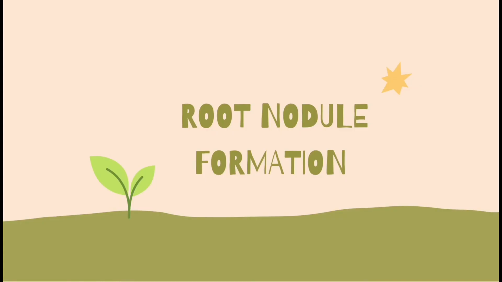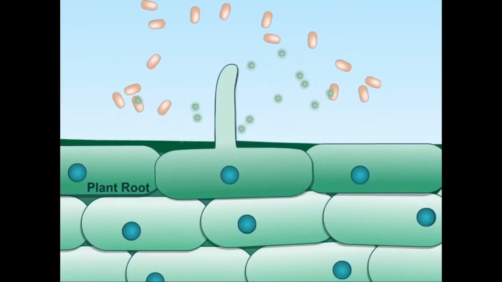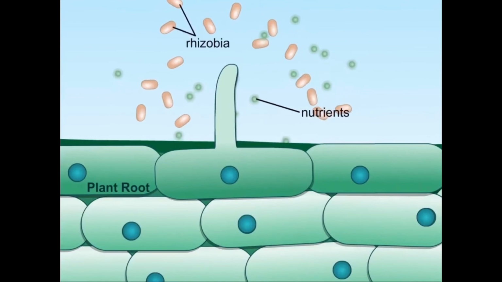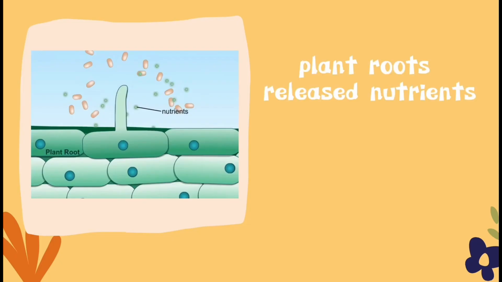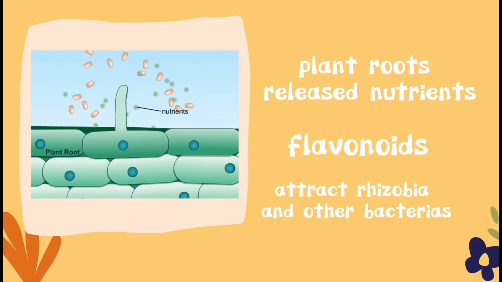Without further ado, I would like to explain root nodule formation, and we'll take a look at dissected parts of a video that I will explain. As you can see, the plant roots will release chemicals called flavonoids that will attract the rhizobia and other bacteria.